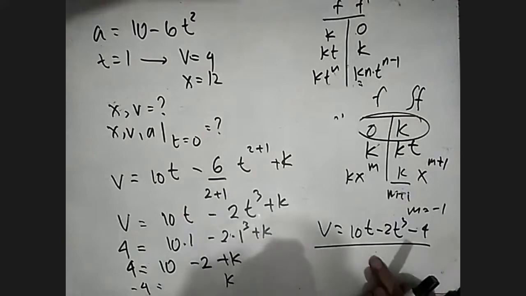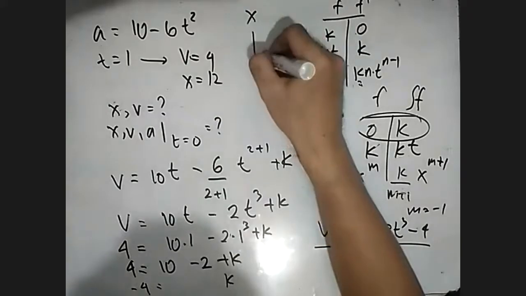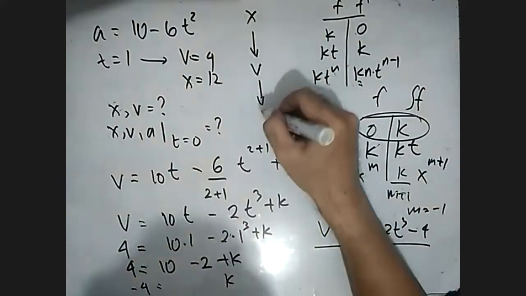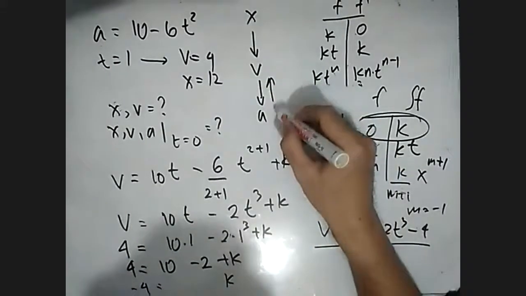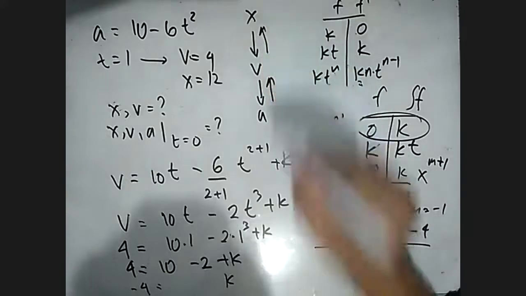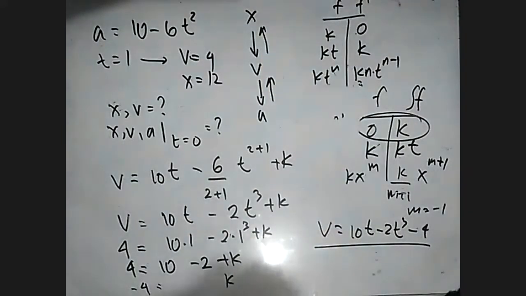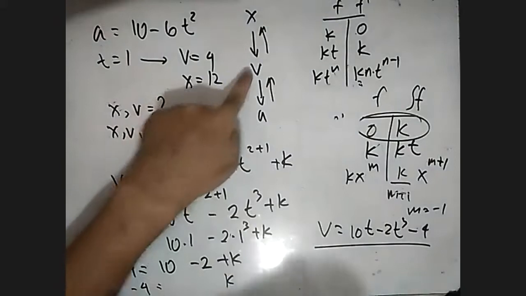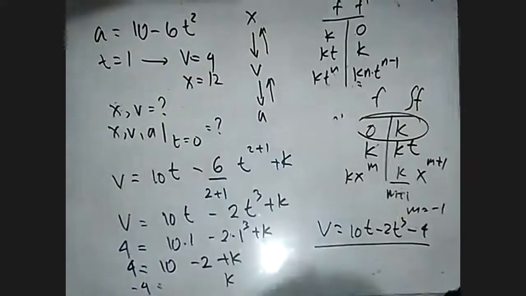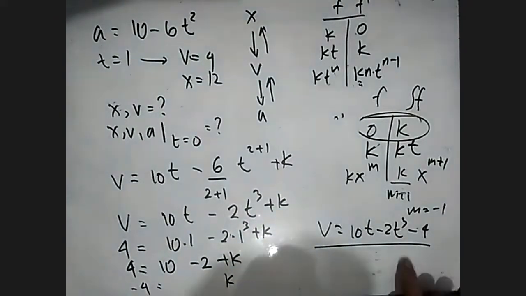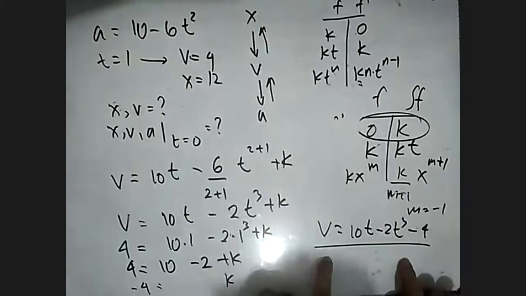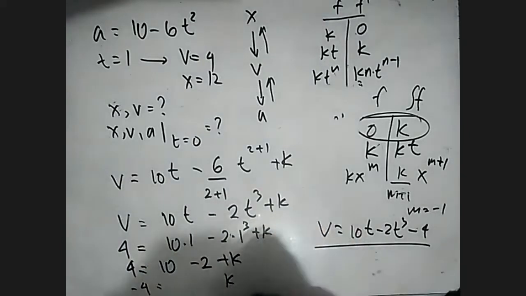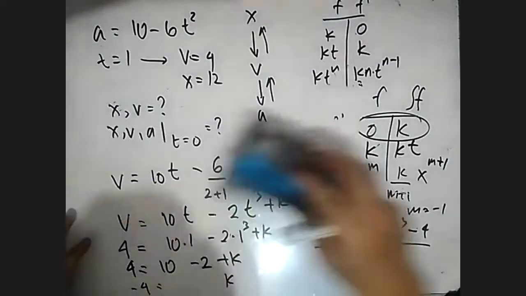Up until this, any question? Remember, x goes to v, goes to a, we differentiate. If we integrate, a goes to v and v goes to x. Now, we found v here by integrating, going up the ladder. To find x, we go up the ladder from v. We are going to integrate that one more time. Okay? I'm going to erase this, yeah?